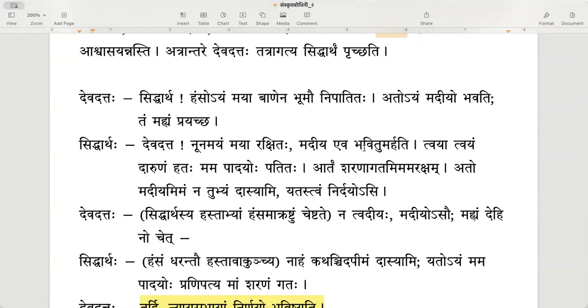Haridas, do you want to do a dialogue switch between Siddhartha and Devadatta? Yeah, sure, it'll be nice.